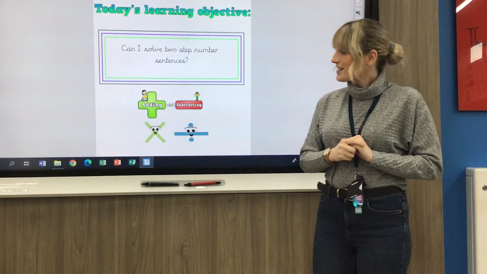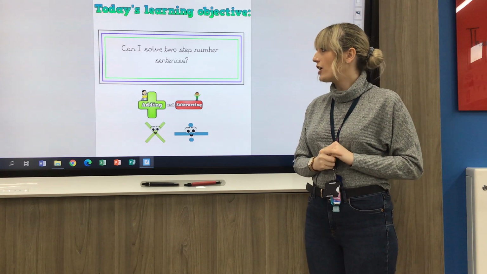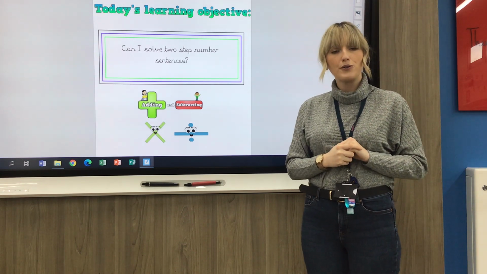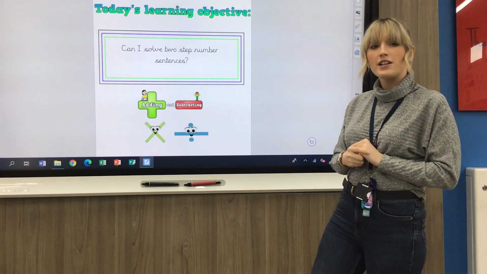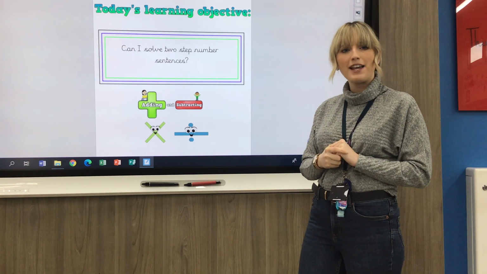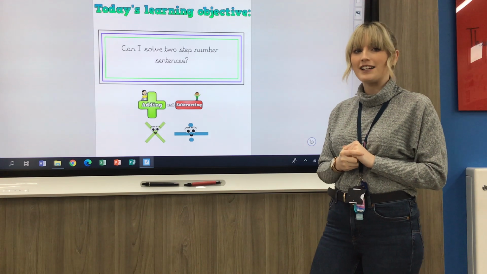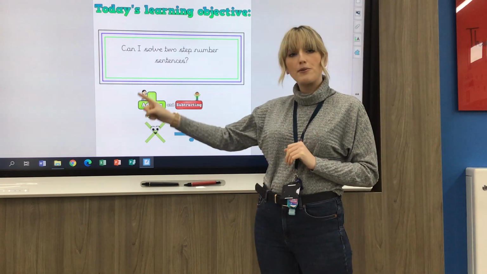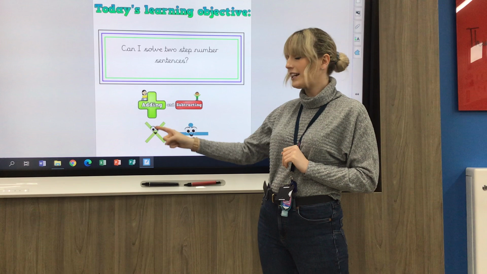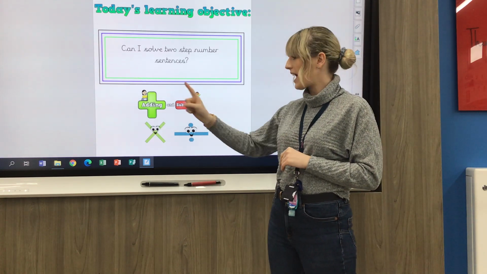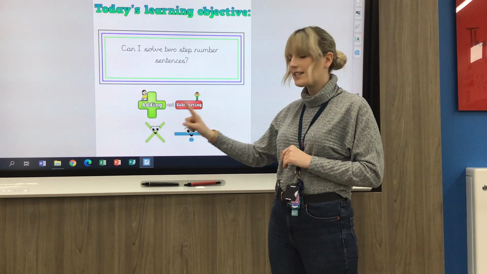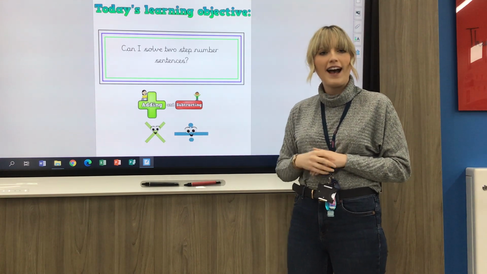Our learning objective today is, can I solve 2-step number problems? And we've already had a little go at this on some of the pages, so we're going to practice today and make sure we fully understand. We've got all 4 operations again today, so we really need to be looking at each question, making sure we're thinking about whether it's add, subtract, times or divide.